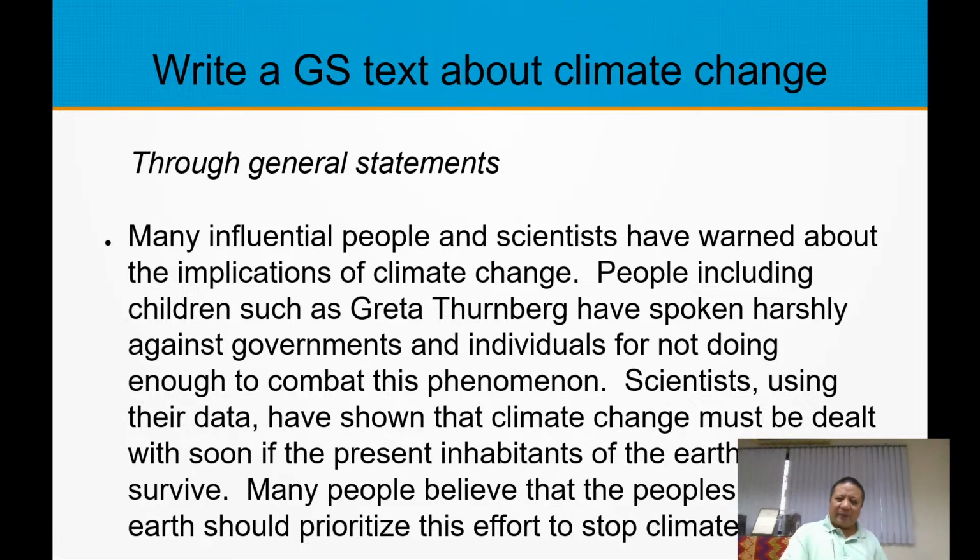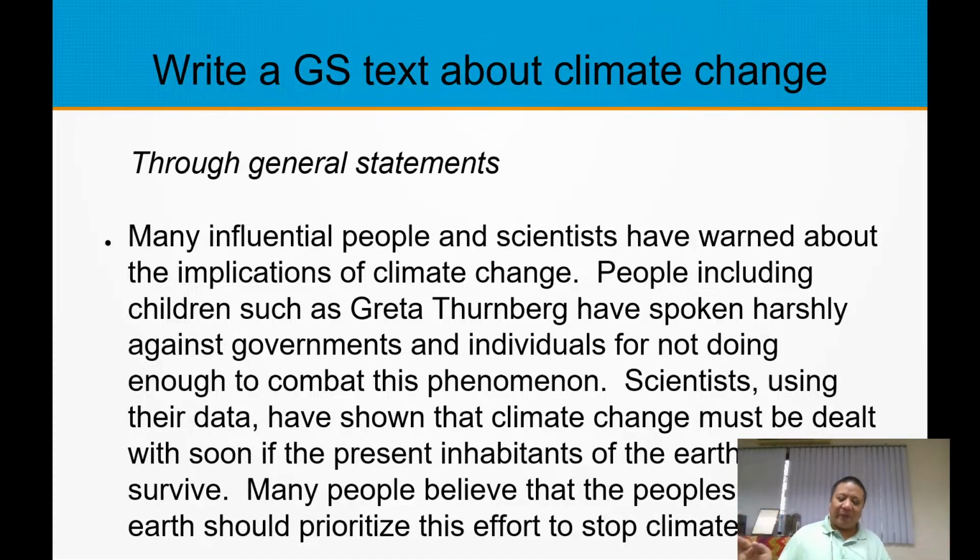Now, you can also write a general to specific text about climate change using general statements. Many influential people and scientists have warned about the implications of climate change. That's a general statement. And then you provide details like people, including children such as Greta Thunberg, have spoken harshly against governments and individuals for not doing enough to combat this phenomenon. Here's another detail. Scientists, using their data, have shown that climate change must be dealt with soon if the present inhabitants of the earth are to survive.